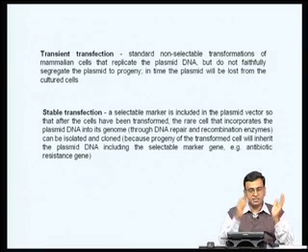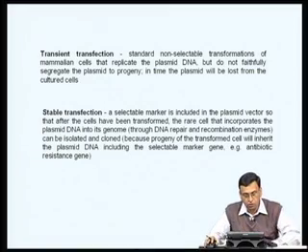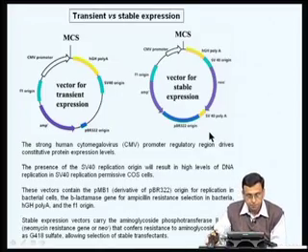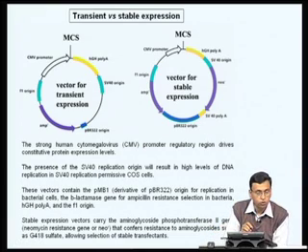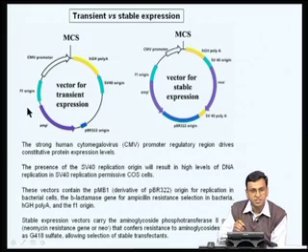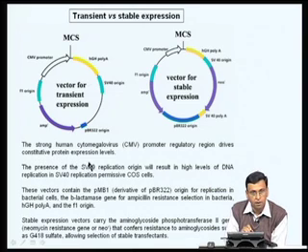So these are the two different methods. You can either use a transient transfection method or you can use a stable transfection method for expressing your genes in mammalian cells. Accordingly, if you want to do a transient transfection, you have to choose a different kind of vector. If you want to do a stable transfection, you choose a different kind of vector. In both cases, the vector should contain a strong promoter.